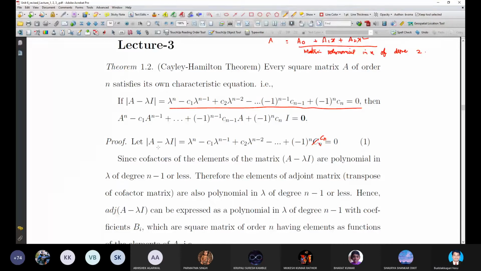What is meant by cofactor? Please tell me. Suppose A is equal to the matrix with elements A, B, C, D. What is the cofactor? Sorry, let us say 3 elements, so that it will be very clear.